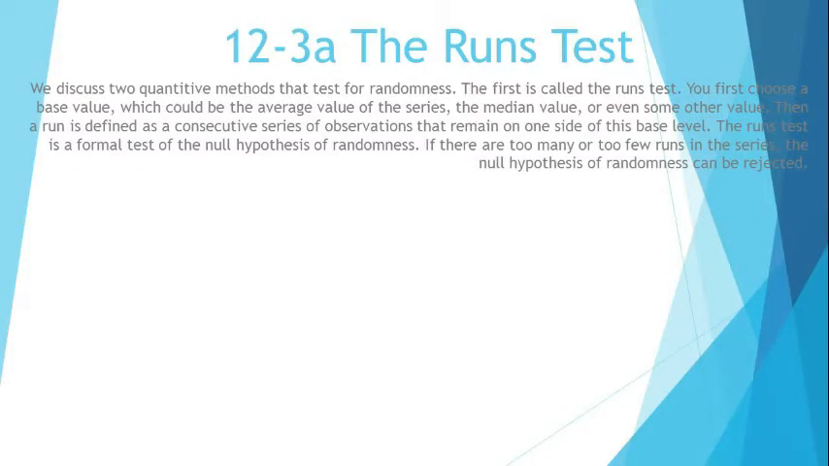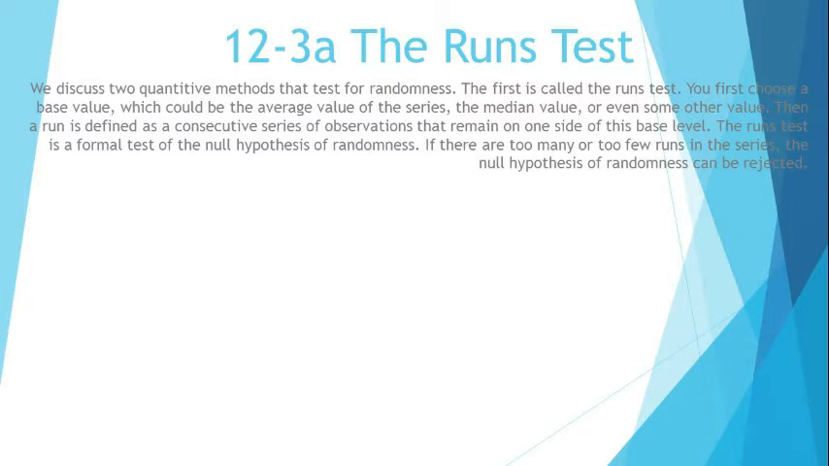The run test. We discussed two quantitative methods that test for randomness. The first is called the run test. You first choose a base value, which could be the average value of the series, the median value, or even some other value. Then a run is defined as a consecutive series of observations that remain on one side of this base level.